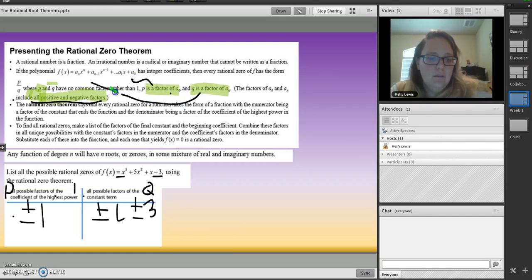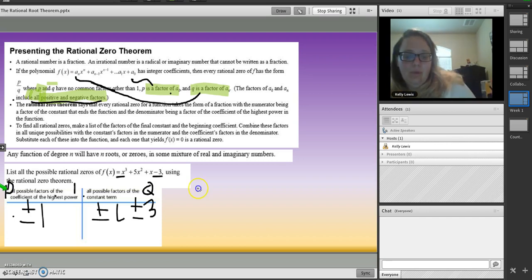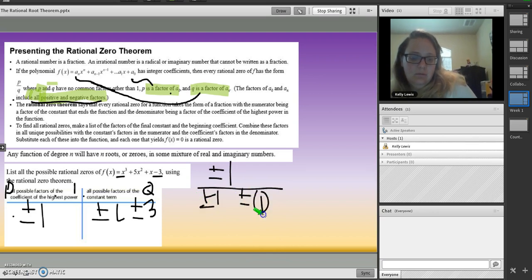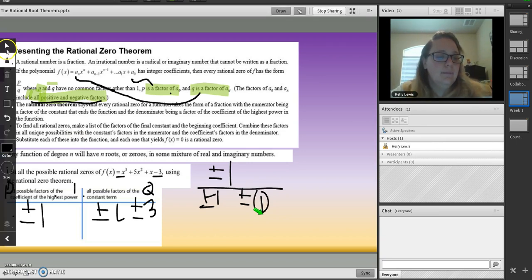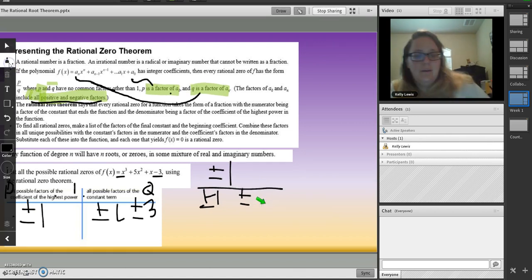And they're calling Q factors of that guy, right? So I'm just labeling it. And we need to do P divided by Q. What I do is I put all my P's over all my Q's. I am silly today. I should have written number 3. Right, P over Q.